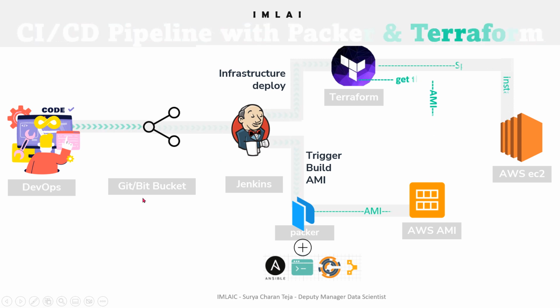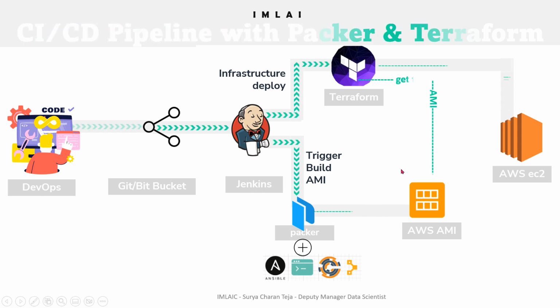So then the DevOps guy added the Chef provisioner, then he pushed the code, committed the code, Jenkins got triggered, the build pipeline ran, then Jenkins triggered the build AMI, then Packer comes into action. Packer has built a new image with the Chef provisioner activities, and once that is done, it got updated with the new image. Now Terraform takes this new image and spins up the new instance.